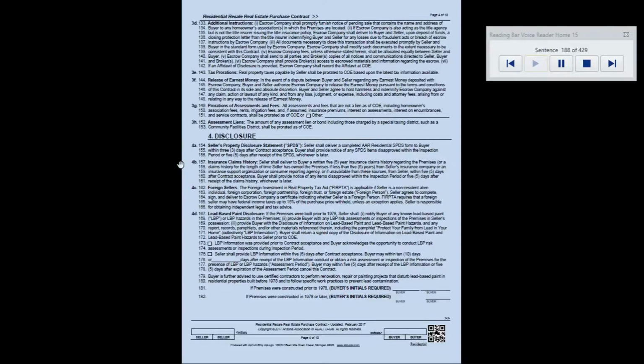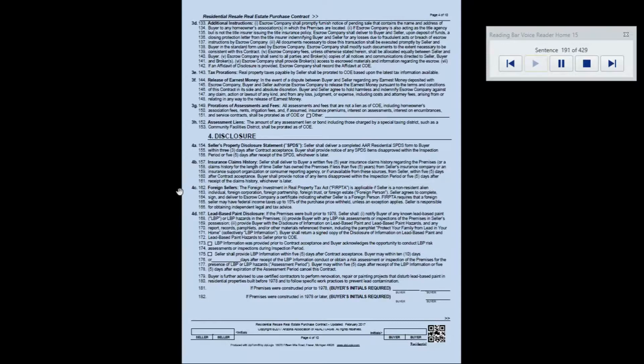4B. Insurance Claims History. Seller shall deliver to buyer a written 5-year insurance claims history regarding premises, or a claims history for the length of time seller has owned the premises if less than 5 years, from seller's insurance company or an insurance support organization or consumer reporting agency, or if unavailable from these sources, from seller, within 5 days after contract acceptance. Buyer shall provide notice of any items disapproved within the inspection period or 5 days after receipt of the claims history, whichever is later.